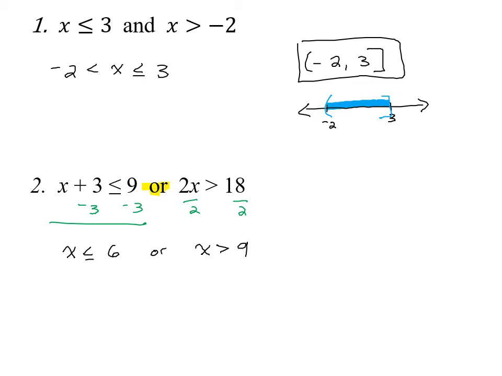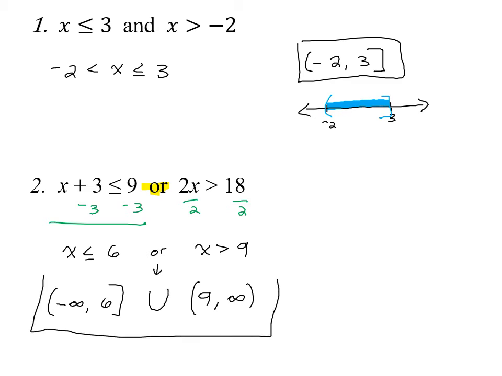And so x less than or equal to 6 says I go from negative infinity to 6 with a bracket. X is greater than 9 says I go from 9 to infinity. Parentheses on everything there. And the word OR gets turned into a union symbol. This is how you will write OR compound inequalities.